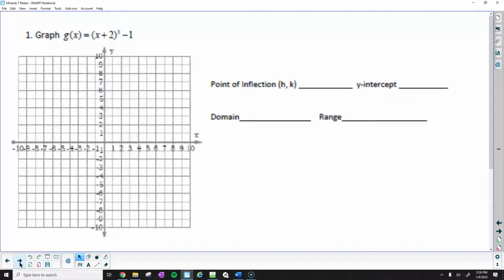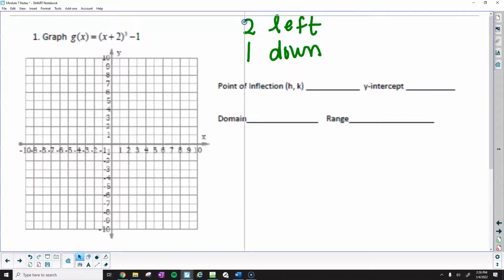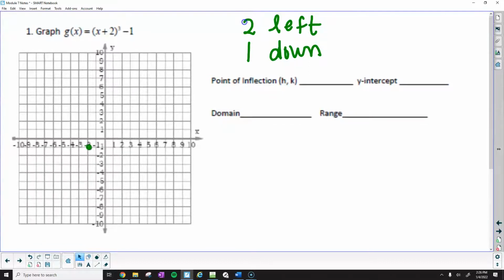We're going to graph this transformed cubic function. I know that this cubic function has gone 2 places to the left of the origin, and I know that it's gone 1 place down from the origin. So 2 places to the left and 1 down. I know my point of inflection is right there. So I know HK, it's right there in the equation, -2, -1.